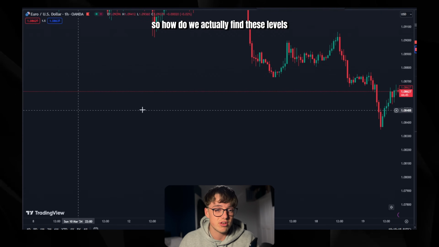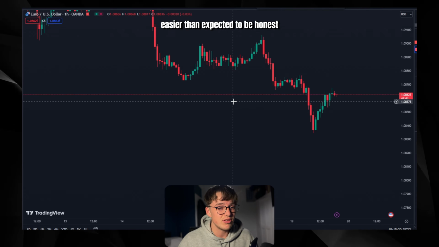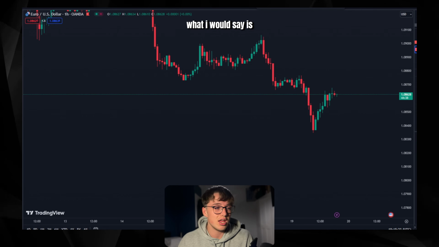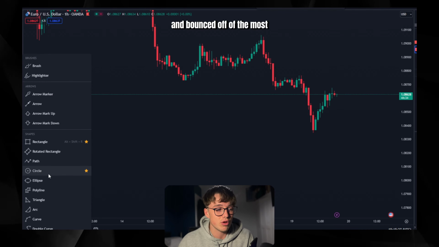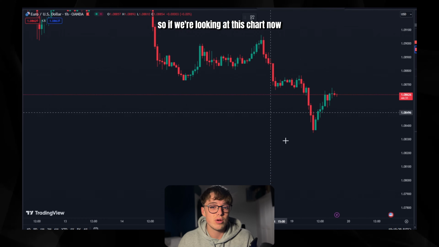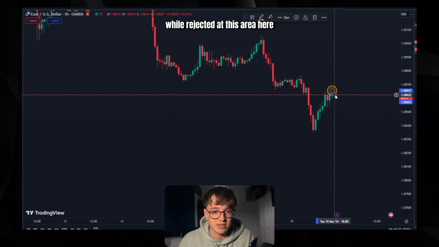So, how do we actually find these levels now? Finding support and resistance levels is easier than expected, to be honest. What I would say is we need to look for the areas where price has rejected and bounced off of the most. So, if we're looking at this chart now, we can see where have we rejected before. Well, we rejected at this area here.